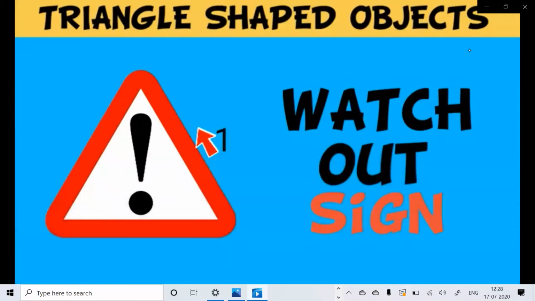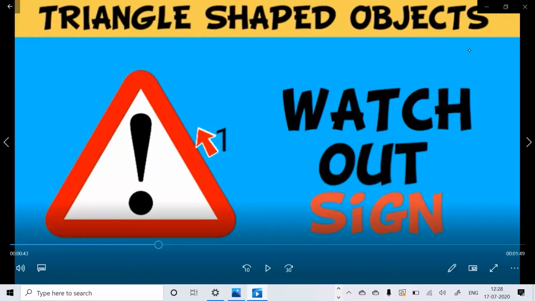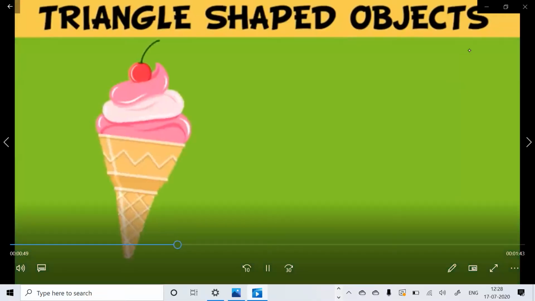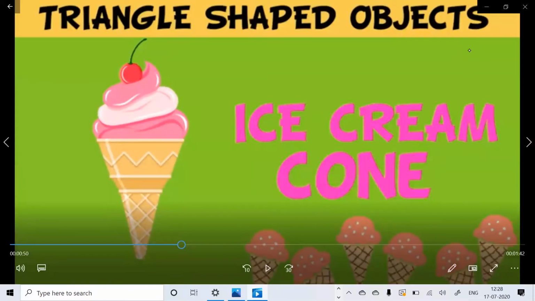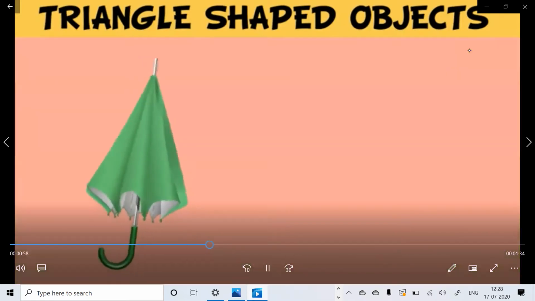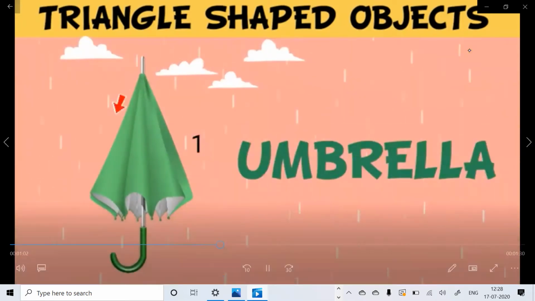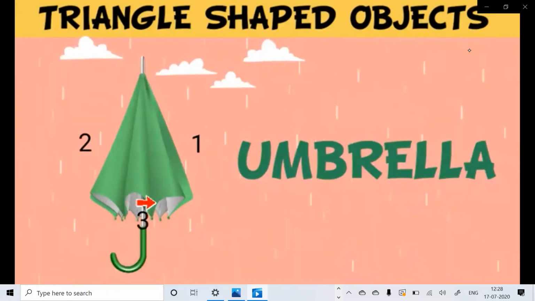Okay, so this is the signboard. आप बाहर रोड पे जाओगे तो आप ऐसे signboard देखोगे. Okay? One, two, three. Watch out sign. The cone, even that is in triangle shape. Yes, the cone of the ice cream is also in triangle shape. One, two, three. Ice cream cone. Umbrella. One, two, three. Umbrella.